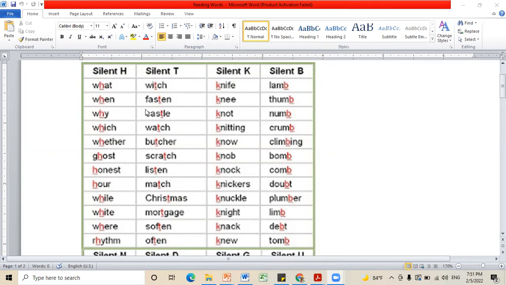So again, I'm repeating. What we were doing as the first exercise is we will read the words which have a T but which we do not pronounce.